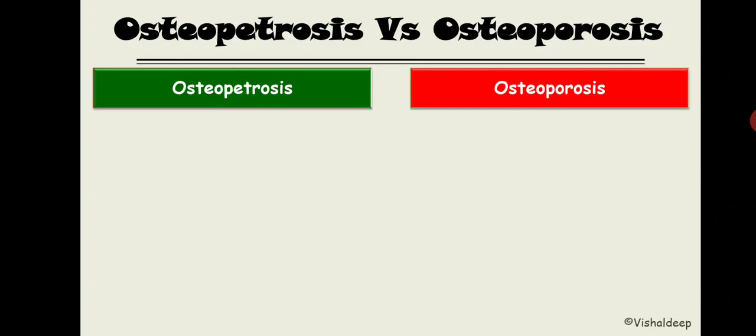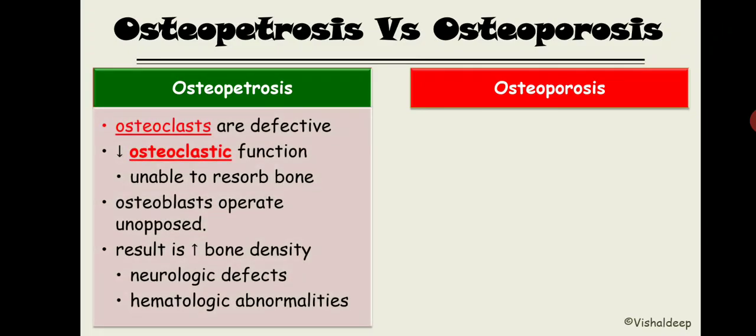Once there is a defect in osteoclast, there is decreased osteoclastic activity, but osteoblastic activity remains normal. So basically unopposed osteoblastic activity. Let me write it down for you guys. In osteopetrosis the osteoclasts are defective, so there is decreased osteoclastic activity of the bone, while on the other hand osteoblasts will operate unopposed. So what will be the result? It will lead to increased bone density.